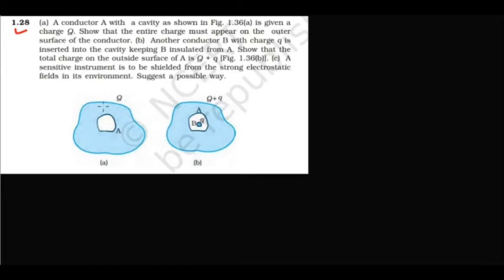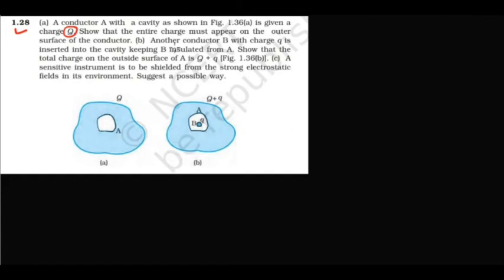So we have this conductor, the conductor is A, and it has a cavity here. This is the cavity in the conductor, and we have supplied a charge capital Q to this conductor. Show that the entire charge must appear on the outer surface of the conductor. So we have to prove that if we supply Q amount of charge to the conductor, this charge will lie on the outer surface of the conductor.